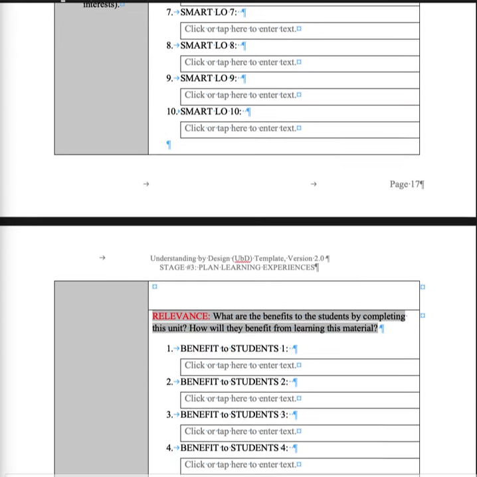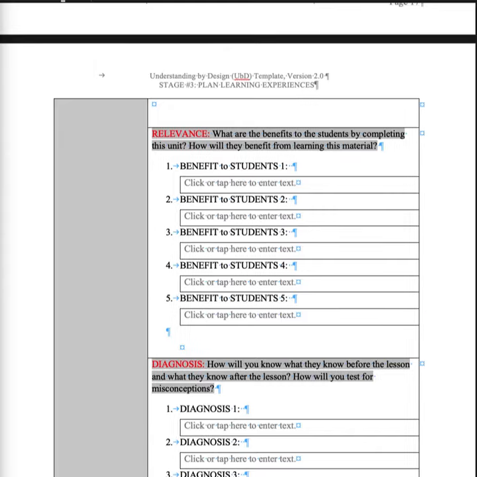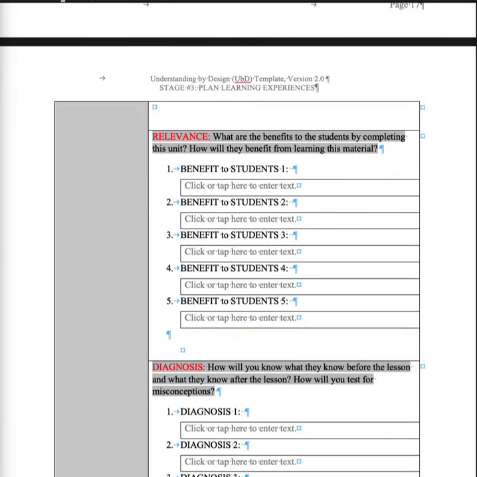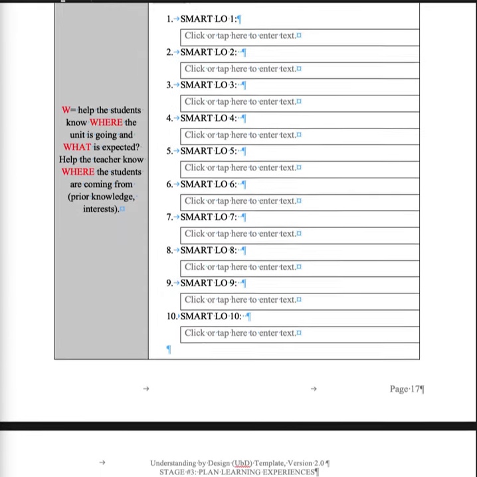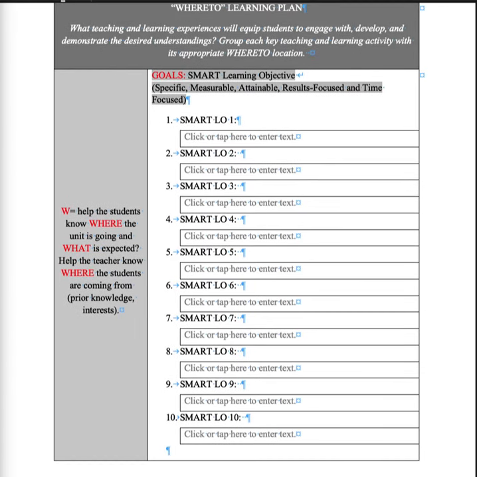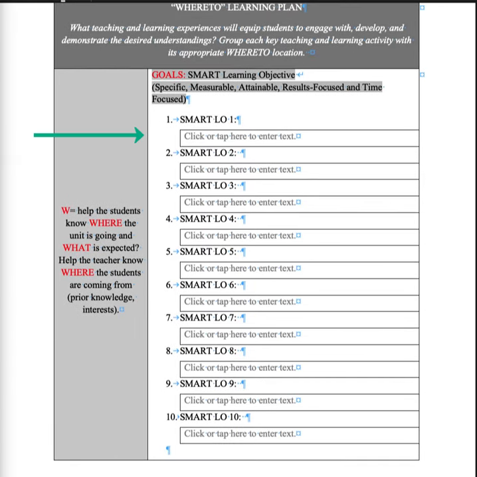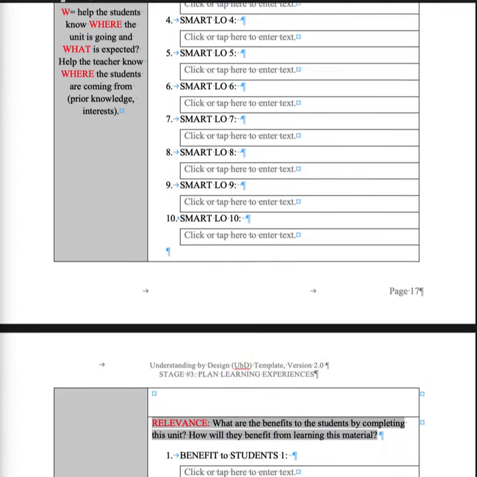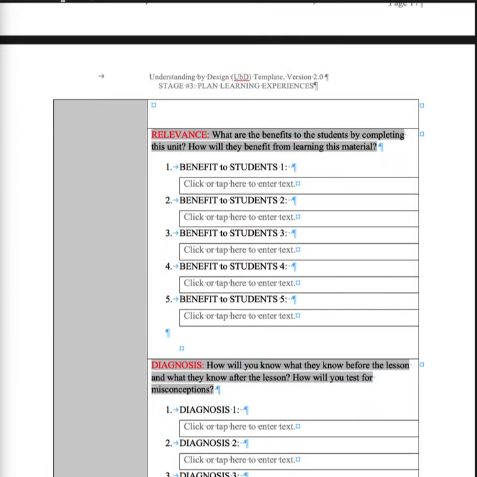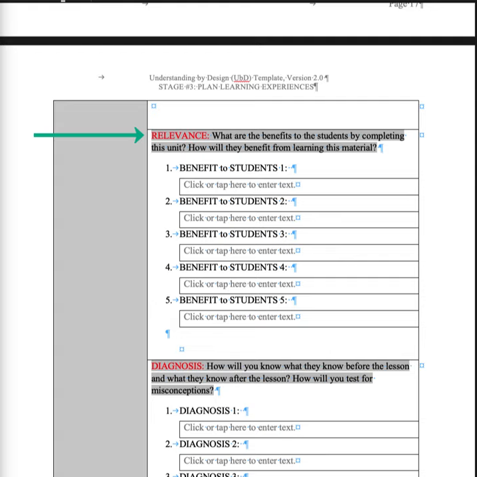Moving on from there, in that same category, in the W category, we have relevance. So let's back up. We're writing the learning objectives, and then we are showing the relevance of these learning objectives.